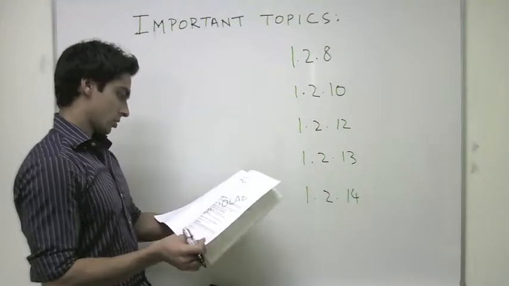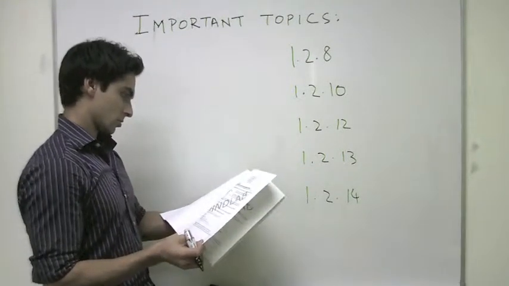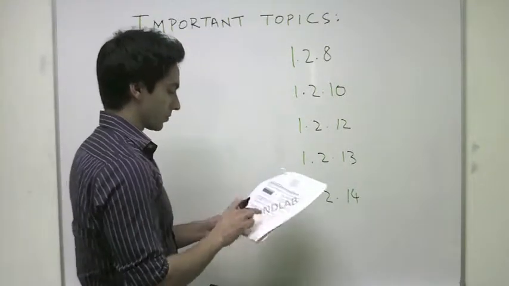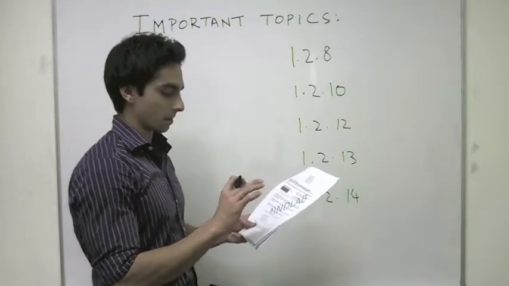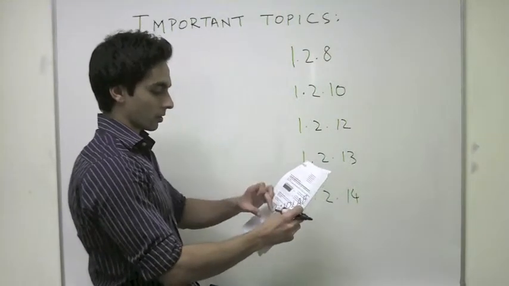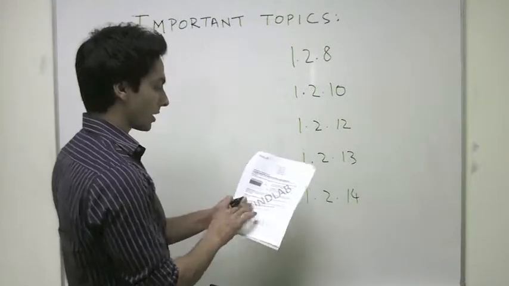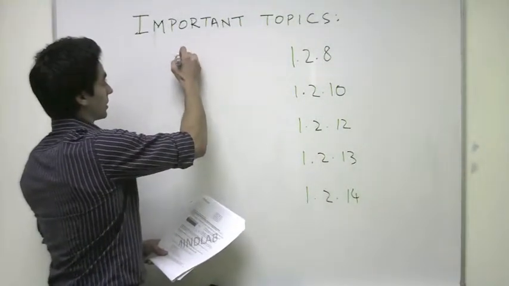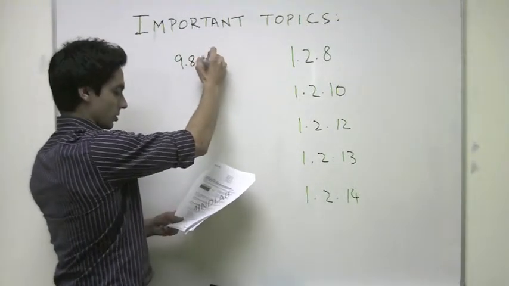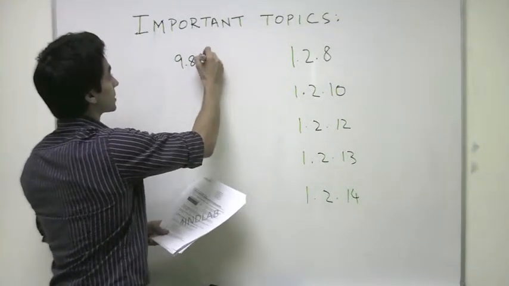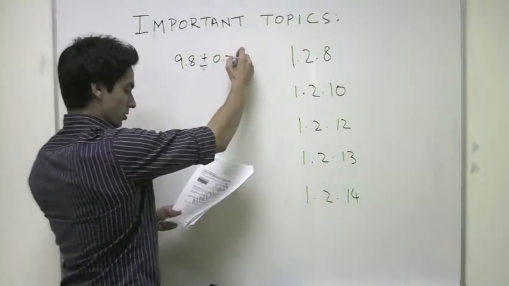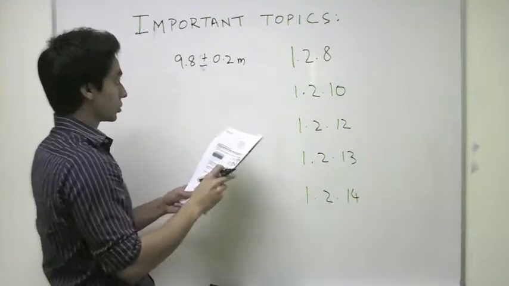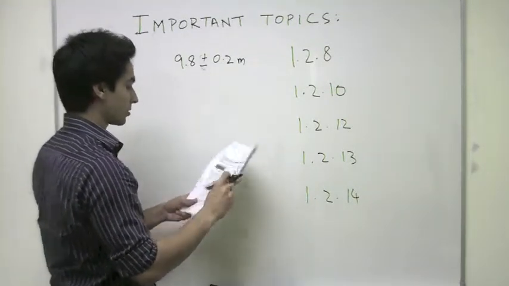So if you turn to page 8 of your notes, there's a table here which very concisely sums up all the information that the students need to know. So for example, if you have a reading like this, 9.8 plus minus 0.2 meters, a measurement like this, you can actually determine a lot of information.